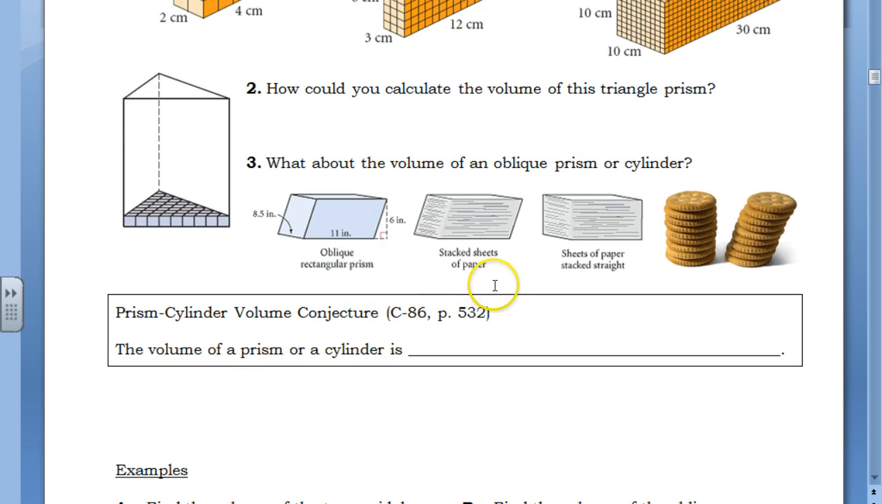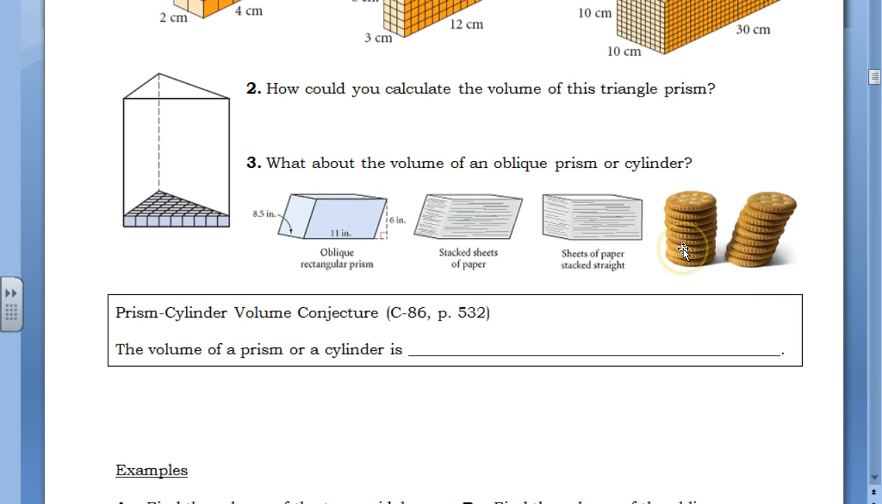Last thing to consider before we get all of our formulas is whether a prism is right, meaning straight up and down, or oblique, meaning kind of slanted. It's going to have the same volume. When you shift a stack of papers, it doesn't change how many papers are in the stack. When you shift a stack of crackers, it doesn't change how many crackers are in the stack.